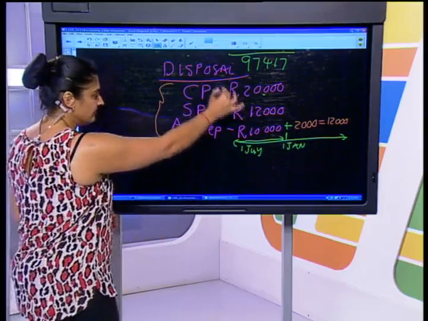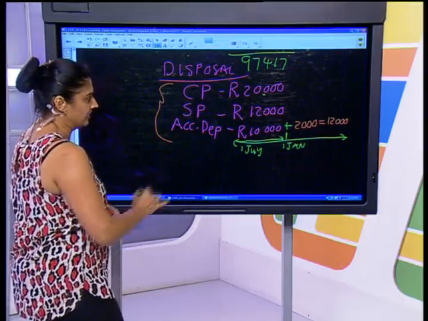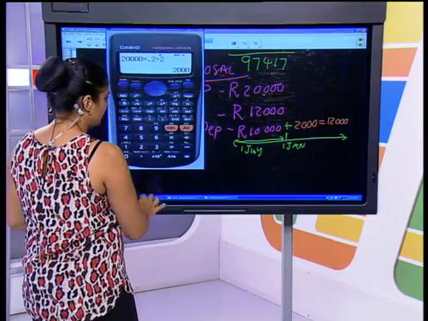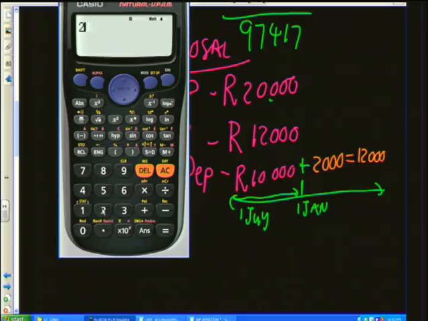So in terms of the information that I've got in front of me, my cost price is 20,000. So let's put that on our calculator. Cost, an amount of 20,000. My accumulated depreciation is an amount of 12,000, which I've calculated already. So minus 12,000, that's going to give me the carrying value of this asset that I'm selling.